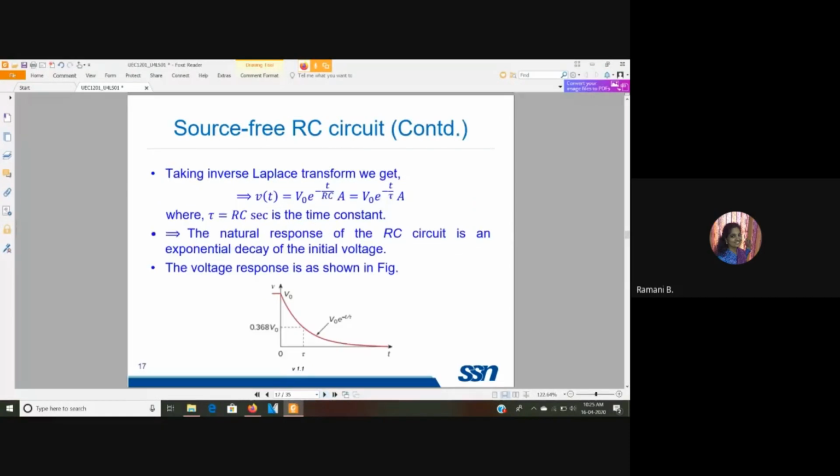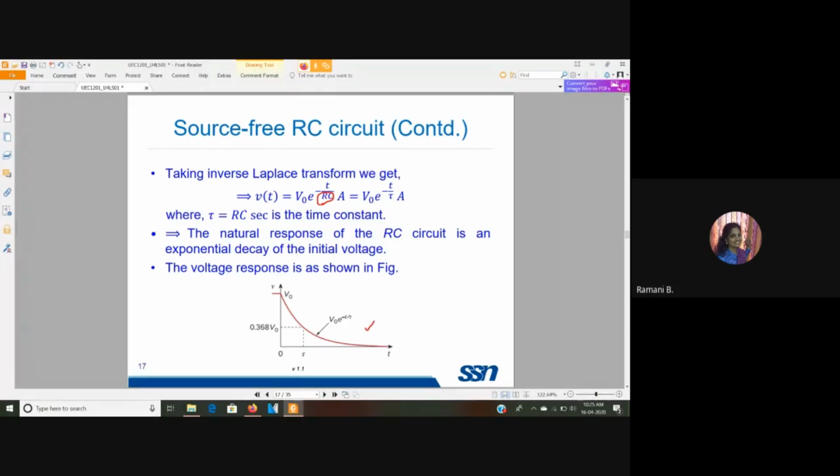So taking the inverse Laplace transform, we get V(t) equal to V0 into e power minus t/RC. Here we consider this RC as the time constant. So always remember, in case of an RC circuit, the time constant is RC, and in case of an RL circuit, the time constant is L/R. So with respect to this, we have the voltage response like this.